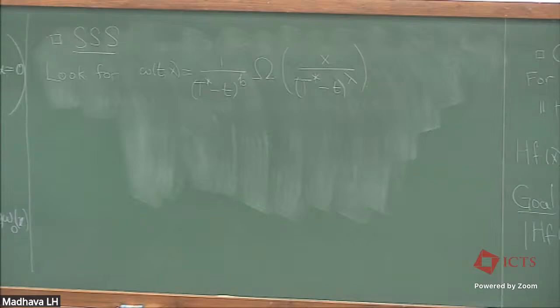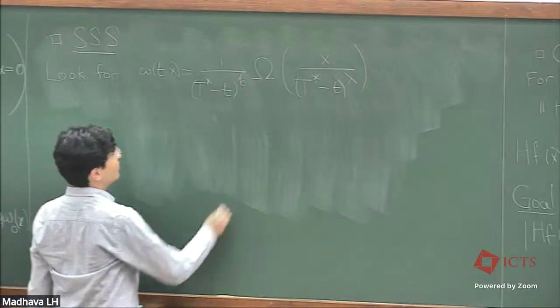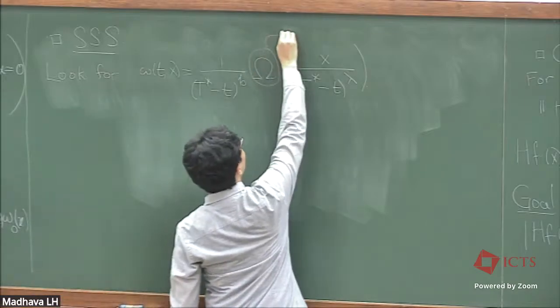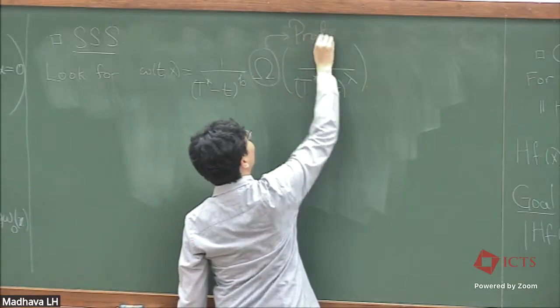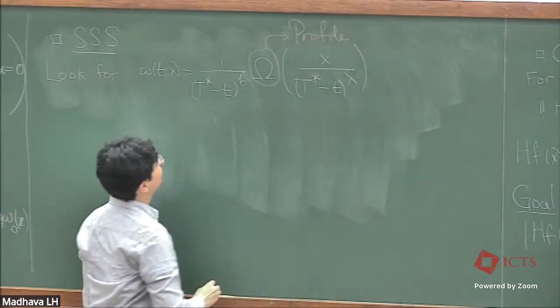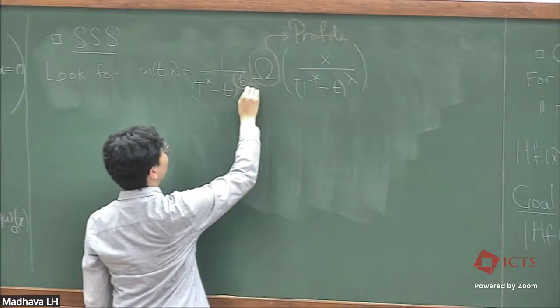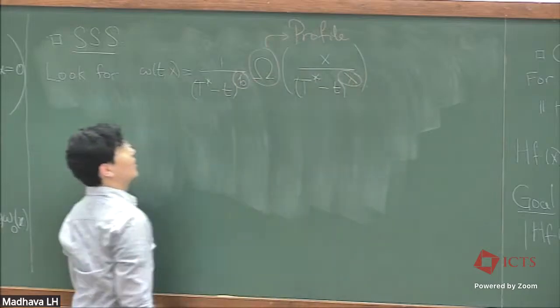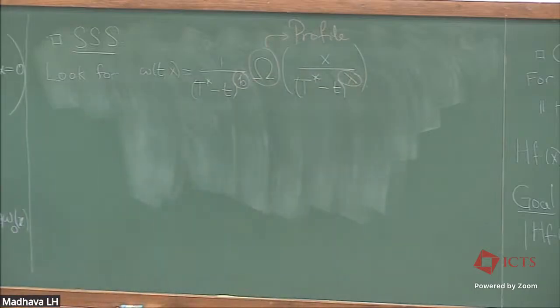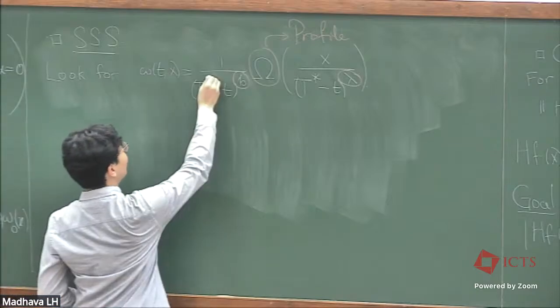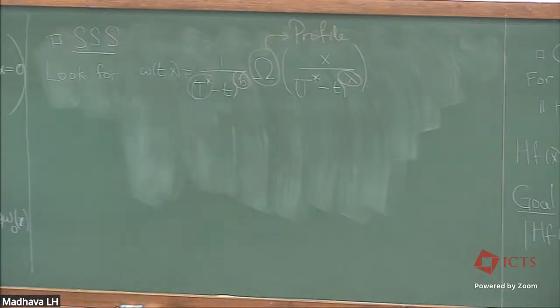And here, the unknowns are basically this profile function, which is, of course, the most important thing, the profile of singularity. But we also have the scaling parameters. And of course, we also have T star. But we will see very soon, T star is not relevant simply because the equation is translation invariant in time.